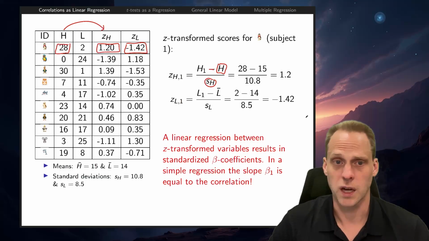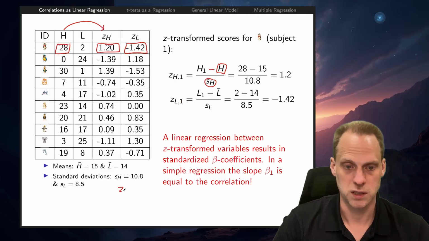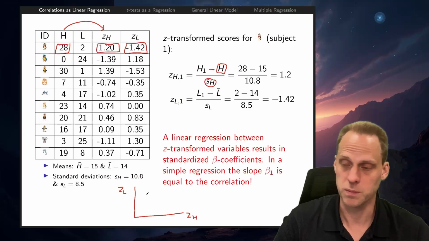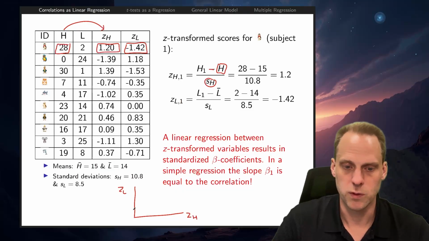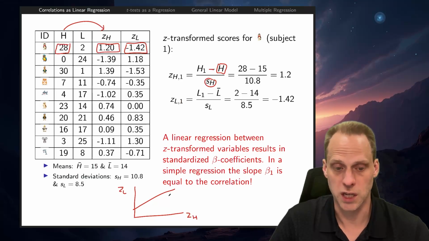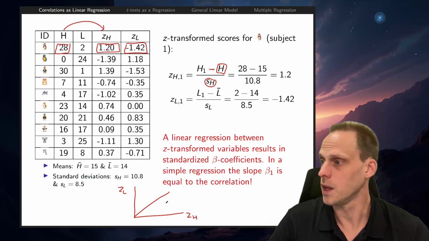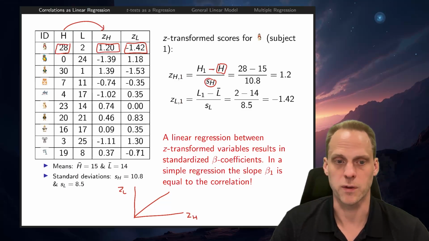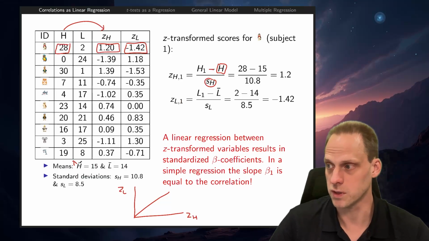And suppose now that we do a regression model where we use this z-transformed loneliness score as outcome variable and the z-transformed happiness score as independent variable, as predictor. And we do linear regression. Now you can do this in JASP. You can just fill in these scores and do the linear regression and try it out. And then also try to compute the correlation and try to compute the significance.